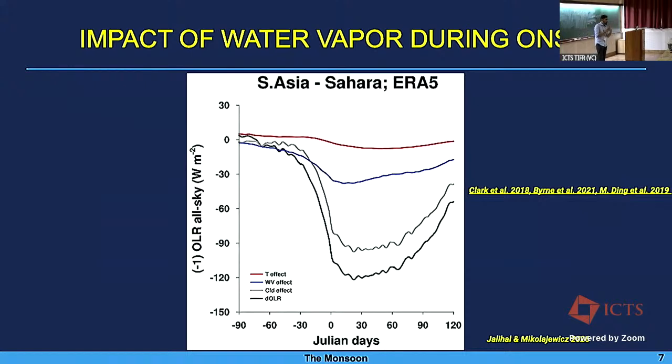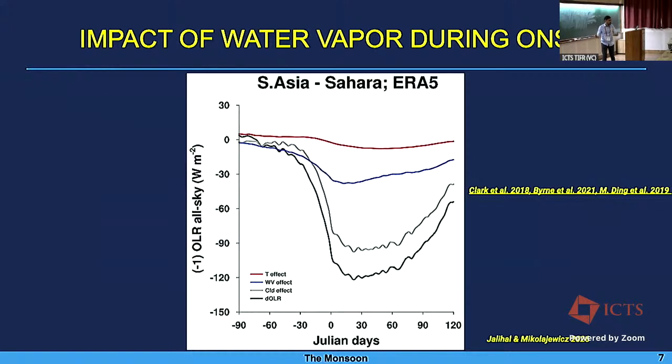So how does this all come together? This essentially tells us that there is radiative heating of the atmosphere, mainly in the boundary layer, occurring because of buildup of moisture pre-onset. So just before onset, there are large-scale changes in circulation, which advect moisture. Moisture is building up over the South Asian region, which has a direct impact on clear sky OLR.